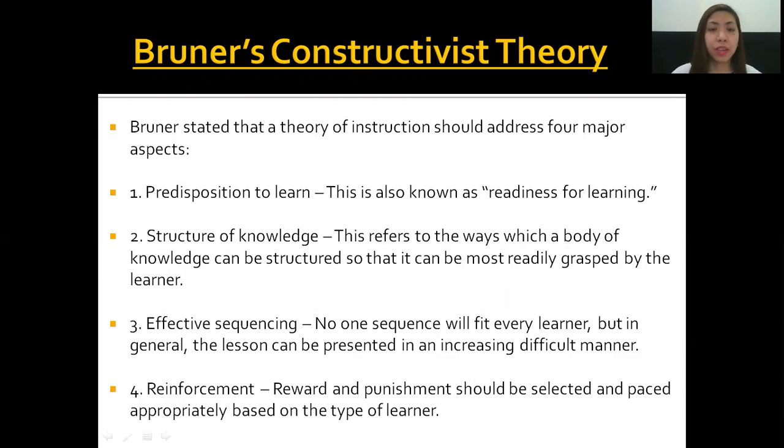Bruner stated that a theory of instruction should address 4 major aspects. First is predisposition to learn, which is also known as readiness for learning. Second is structure of knowledge, which refers to the ways which a body of knowledge can be structured so that it can be most readily grasped by the learner. And third is effective sequencing. No one sequence will fit every learner, but in general, the lesson can be presented in an increasingly difficult manner. Then we have reinforcement. Reward and punishment should be selected and paced appropriately based on the type of learner.